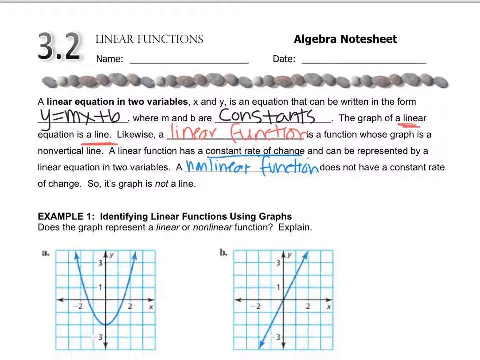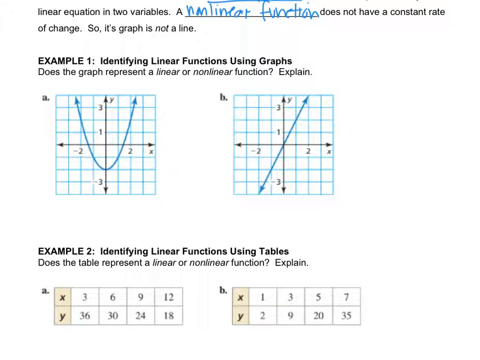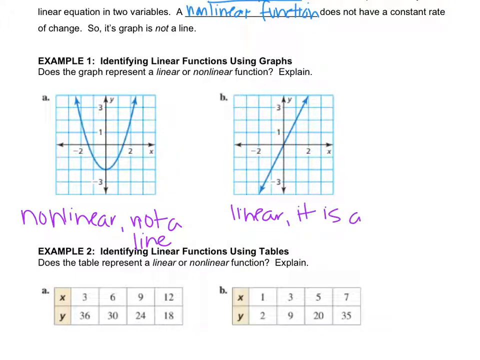So very simply, in example 1, we just have to say whether the graph is linear or nonlinear. Now, the way that you do that in a picture is you just say, is this a line or is this not a line? Now, obviously, I hope you would look at letter A and say, well, obviously that is not a line, so it is nonlinear. And all we say is, not a line. And letter B is linear. And the reason is, it is a line.